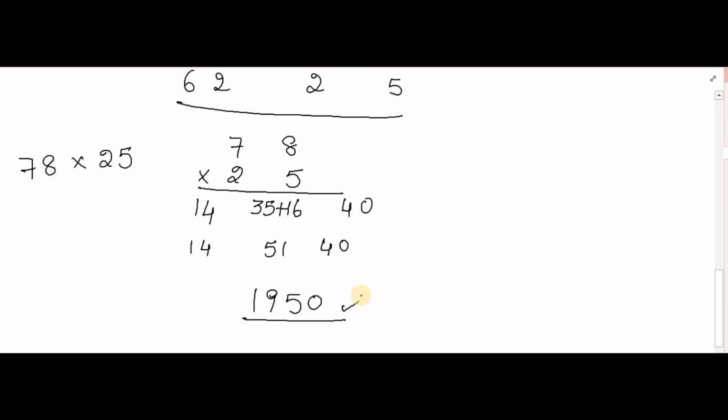Okay, is it clear? Multiplication of 2-digit by 2-digit numbers. Just simply by following these 3 simple steps, you can get easy multiplication. I hope you all understand today's class.